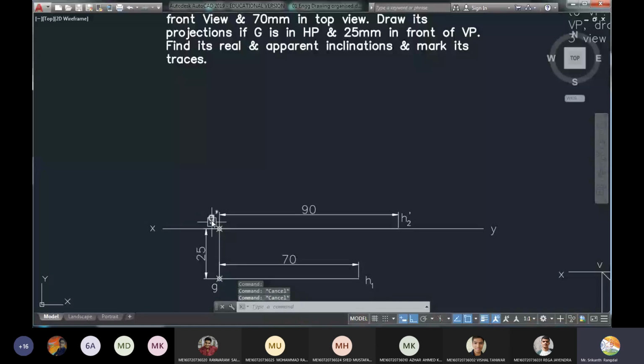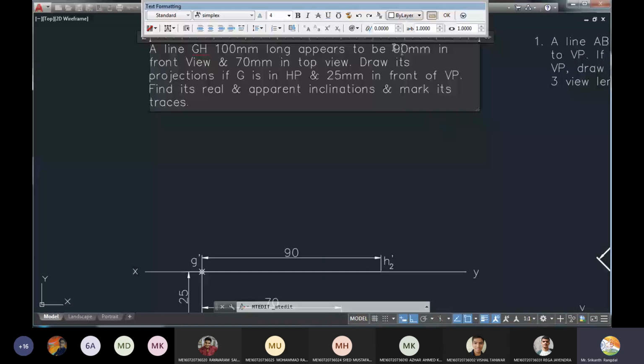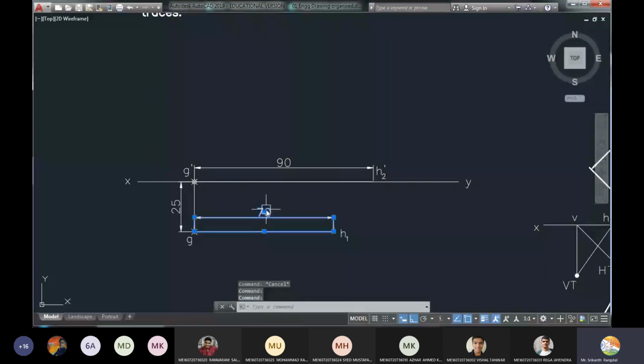Once we got both the front view and top view of point G, we have drawn the front view length and top view length. The front view length was given as 90. So I have drawn a horizontal line from G dash of length 90. Here we got the point H2 dash. Then 70 mm is the top view. So from the point G, I have drawn a horizontal line of length 70, and this other end point is H1. Now we have to complete this diagram.